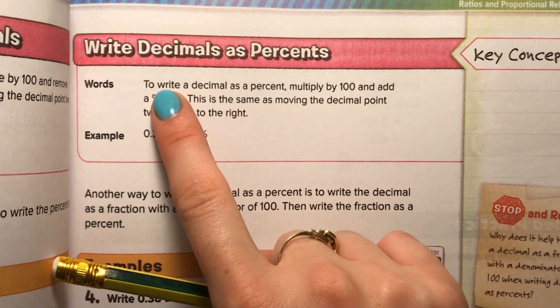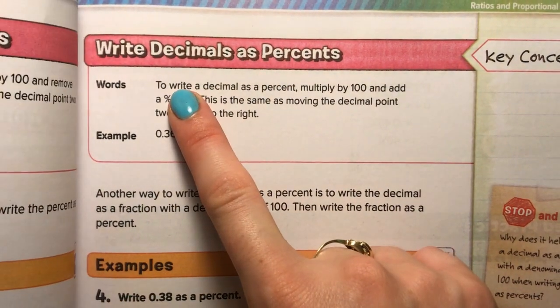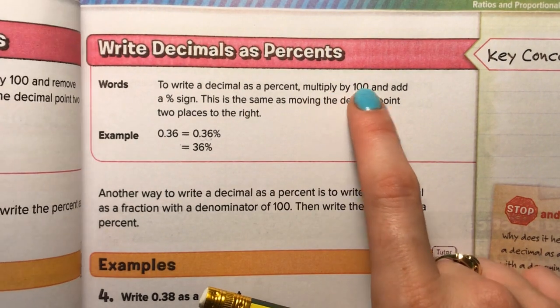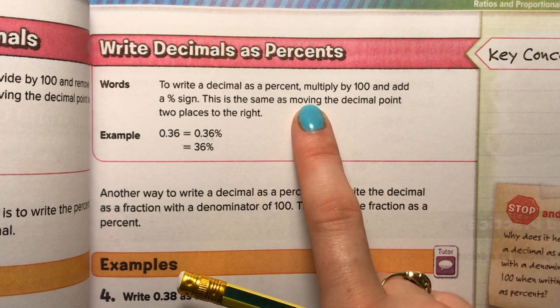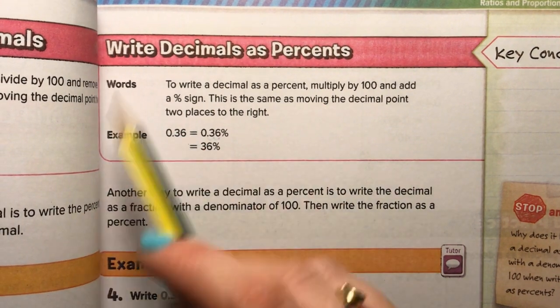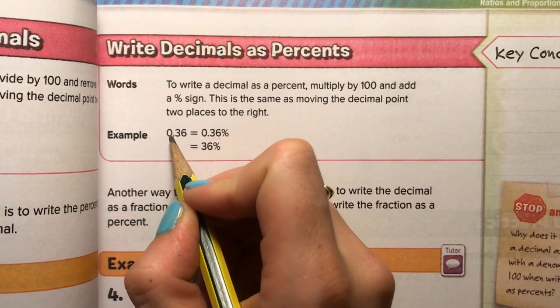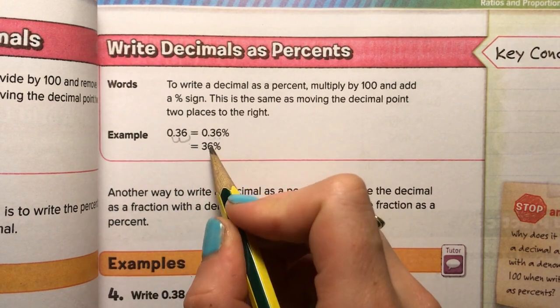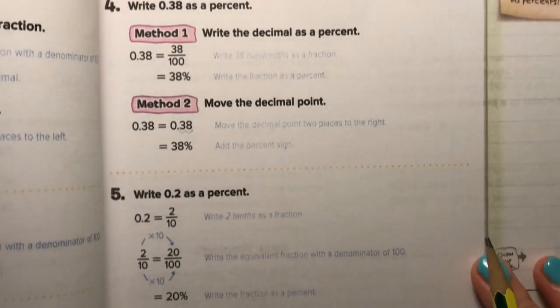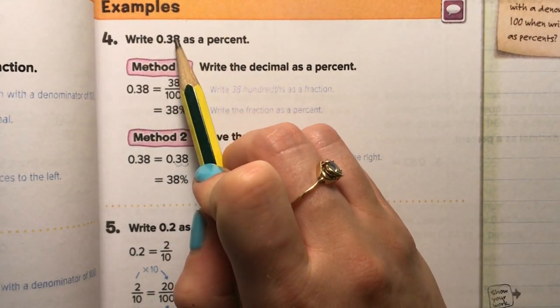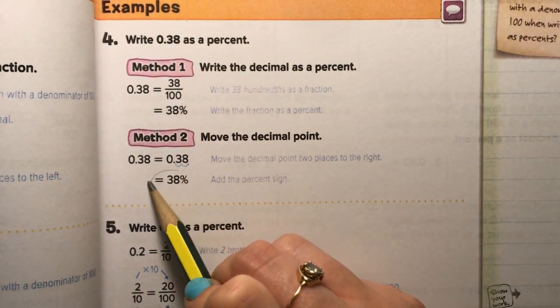All right. To write decimals as percents. To write a decimal as a percent, multiply by 100 and add the percent sign. Okay, so this is the same as moving the decimal point 2 places to the right. And then, of course, adding back in the percent sign. So 0.38 is 38%.